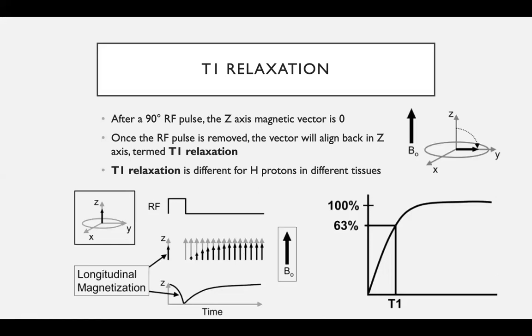So the energy state is going to be higher after doing this RF pulse. And when we think about a specific tissue's T1 time, that T1 time is the time it takes after removing the pulse for that z-axis to get back to 63% of the maximum amount. So this 100% here is not the original z-axis component. It's the final z-axis component. And so the T1 time is going to be the time it takes to get to 63% of that maximum value.